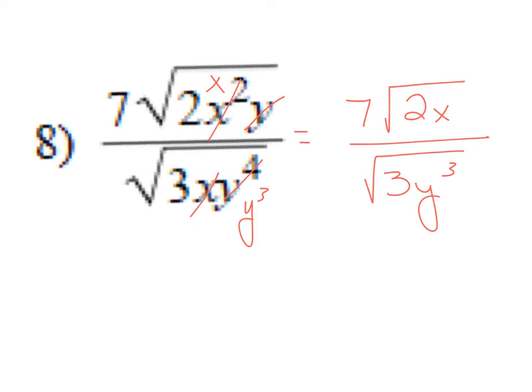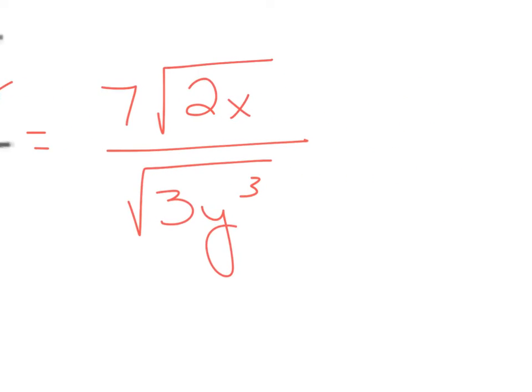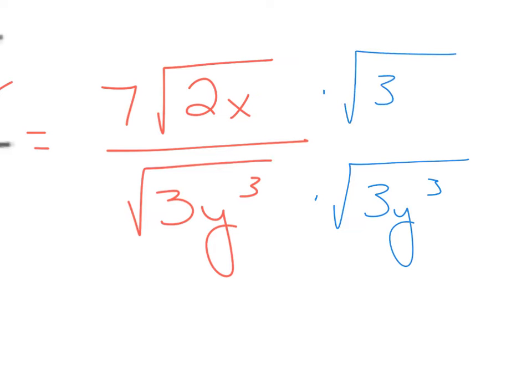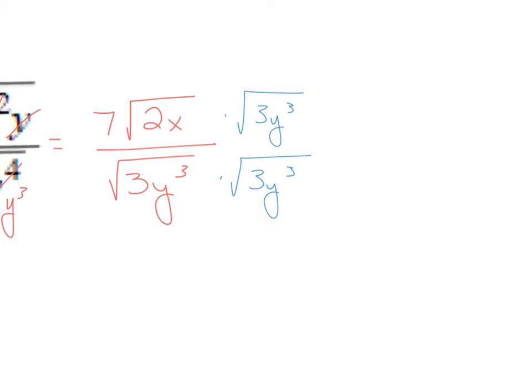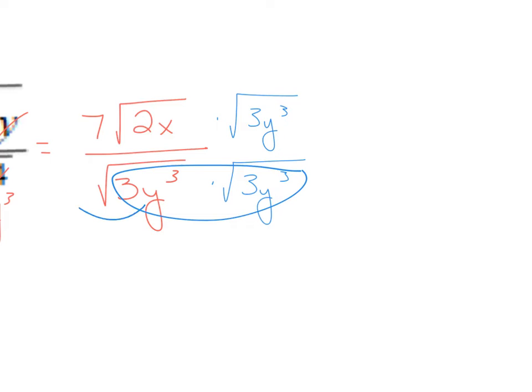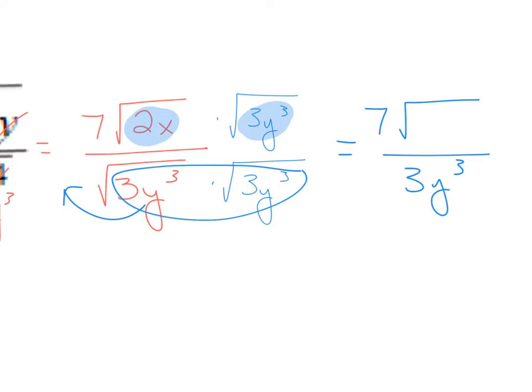Now, there are other ways to do this. This is just one way to do it, okay? All right, so now I'm going to multiply by 3y to the third and 3y to the third, okay? So now on the bottom, these pair up and move out. So I'll have 3y to the third on bottom. On the top, I still have a 7 on the outside. Okay, and now I'm going to multiply my insides together. So I'm going to multiply that 2x and the 3y to the third and get 6xy to the third.